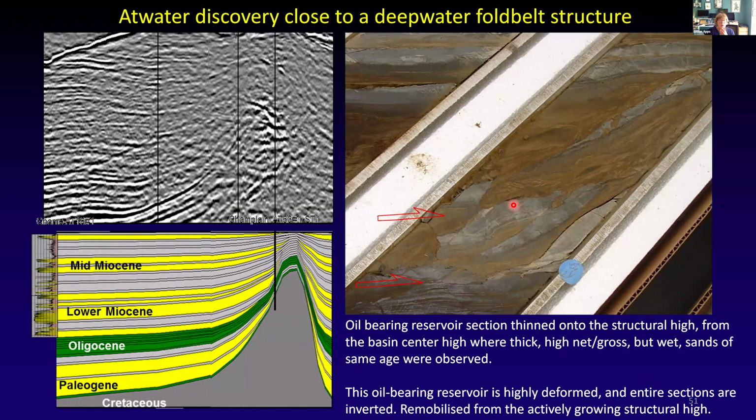So here, a long, long time ago, there was an Atwater discovery in the lower slope of the deepwater fold belt in the lower Miocene. And the oil-bearing reservoir was seen to dramatically thin onto the structural high from the basin center here, where thick, high net to gross but wet sands of the same age were observed. And in addition, the oil-bearing reservoir was highly deformed, and entire sections of this stratigraphy are actually inverted in the core. And we believe remobilization is from the actively growing structural high here.